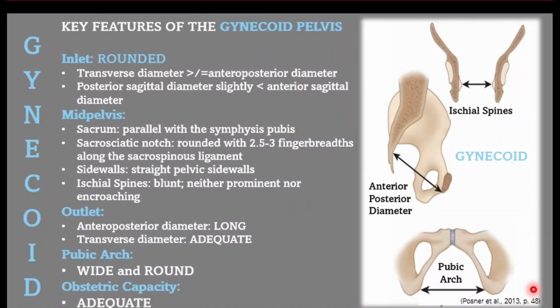The outlet of this pelvis, when you look at the measurements of the anterior posterior diameter, it is long. The transverse diameter is adequate, and the pubic arch, I believe we said this already, is wide and round, which makes there to be less risk for perineal tears. The obstetric capacity of this pelvis is adequate.